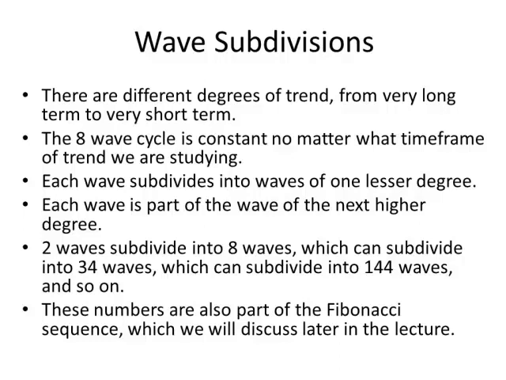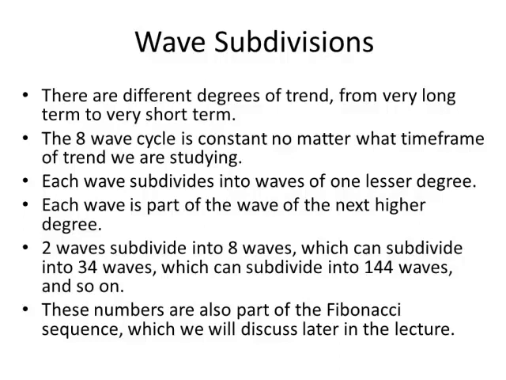So 2 waves can subdivide into 8 waves, which can then subdivide into 34 waves, which can subdivide into 144 waves. And these numbers are actually part of the Fibonacci sequence. There's 2, 8, 34, 144, which we'll discuss later on, as we said. So this is kind of showing you, starting out now, the underpinnings of Elliott wave theory, how it ties in with this Fibonacci number sequence.